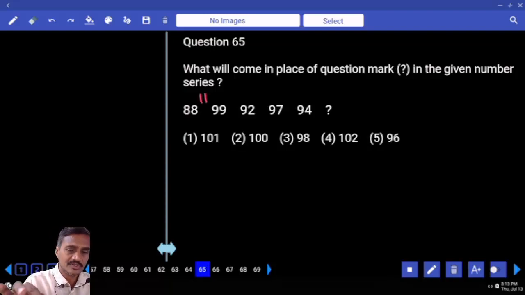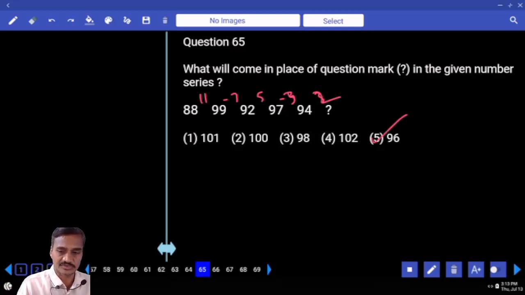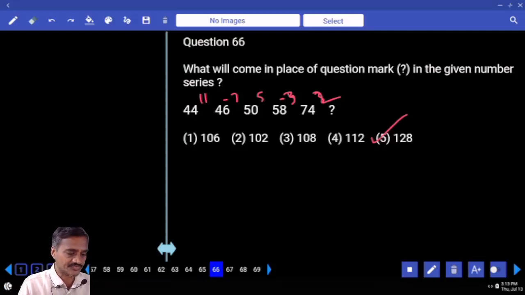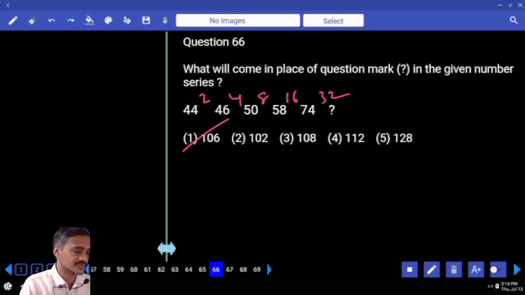Again difference 11. 99 minus 7. And here 5. 11, 7, 5. What are these numbers? Prime numbers. Next one here the difference is minus 4. Next one plus 3. 97, 3. And next one must be 2. And that is 96. Plus minus plus minus plus 90. Then 66. 44, 46, 2. And 46 and 54. Now 8. Next 16. Next 32. So 106.